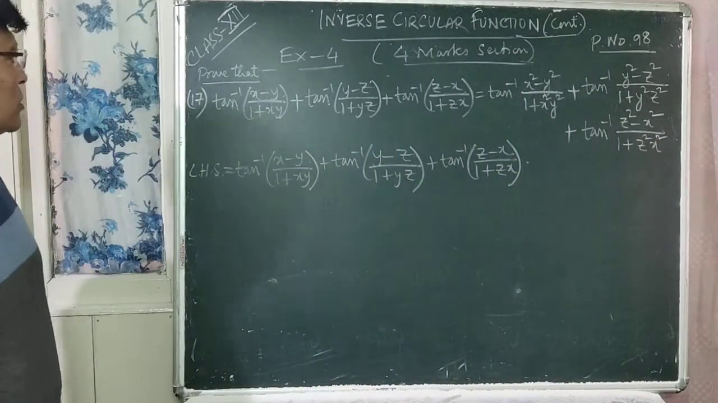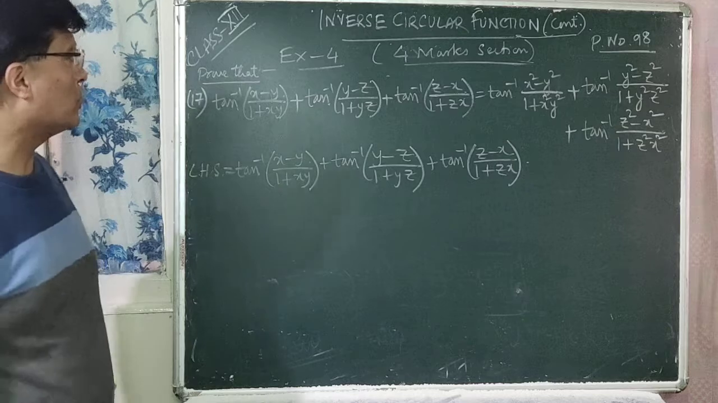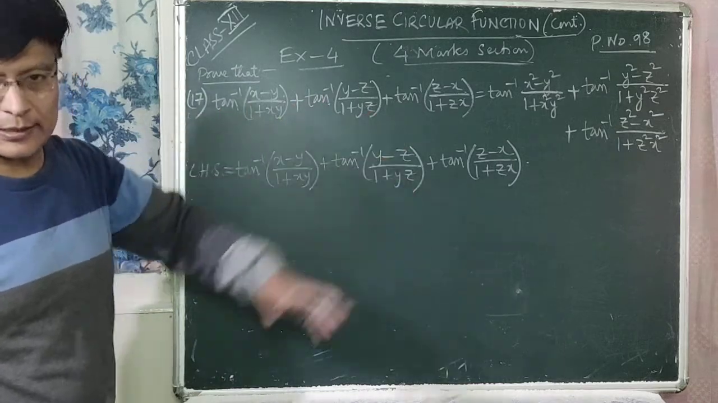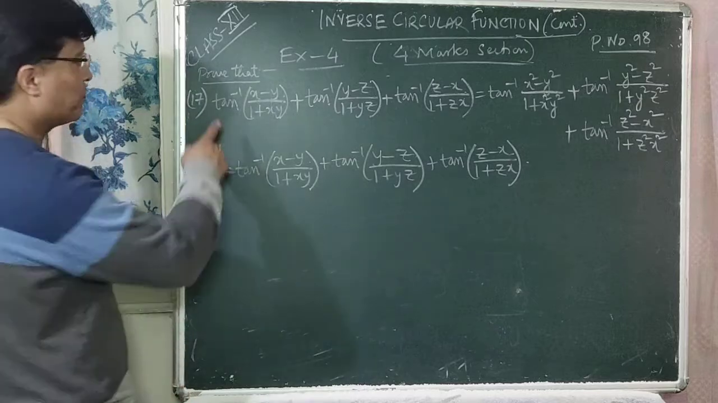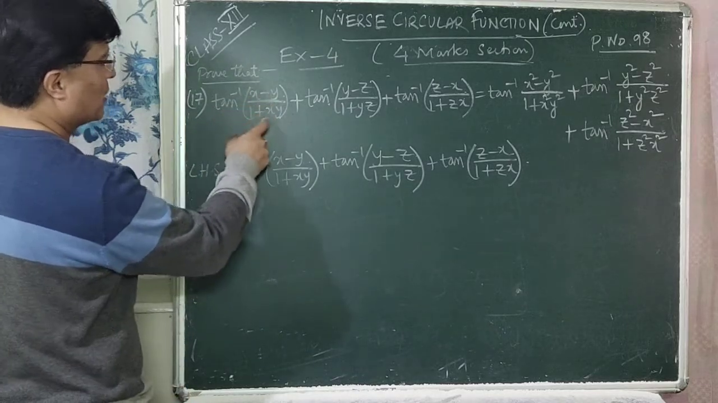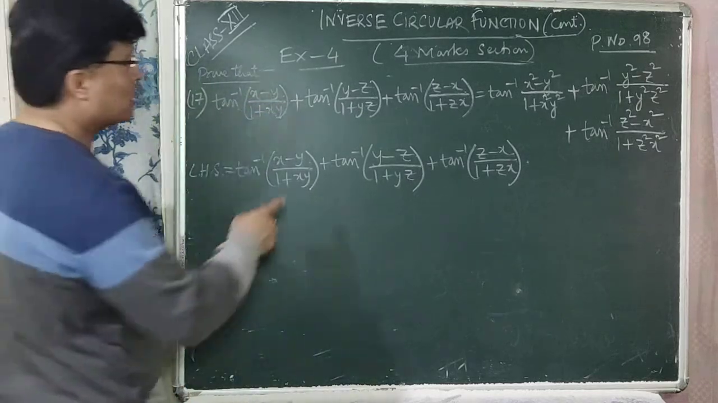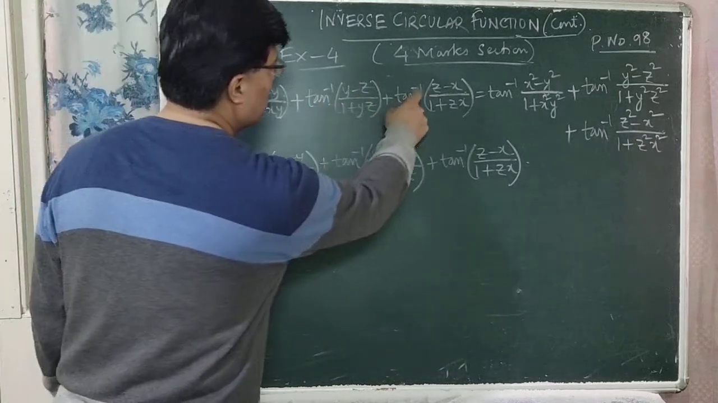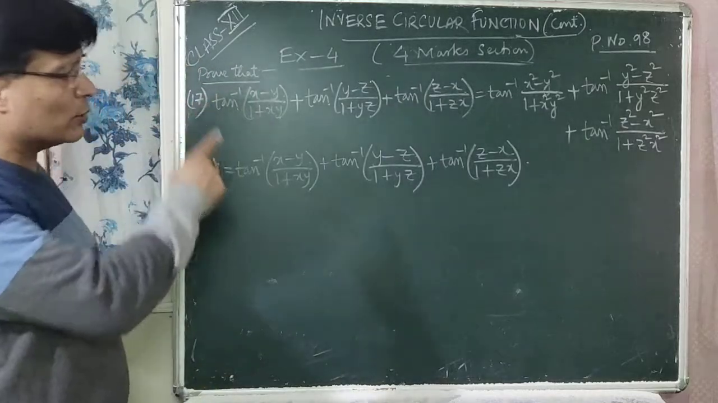So now we will do question number 17. So you have to prove this result. Okay? LHS is equal to RHS. What is left hand side here? Tan inverse x minus y upon 1 plus xy plus, what is the second term? Tan inverse y minus z upon 1 plus yz plus tan inverse z minus x upon 1 plus zx is equal to what?